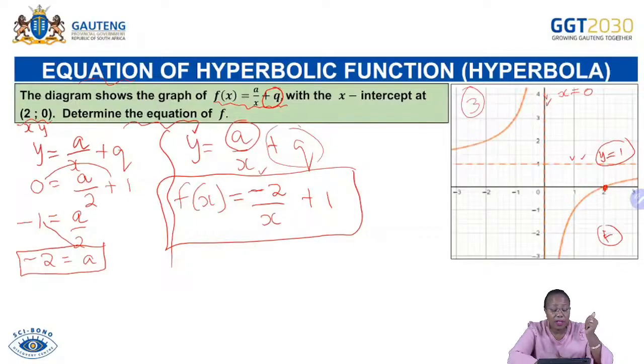So the first mark here will be for substitution into the correct equation. Your point number 2 for identifying that q is 1. So it will be for substitution, and the q, and the third mark will be for finding the correct a value, simplifying correctly. The fourth mark will be for ending up with the correct equation after simplifying. Okay.